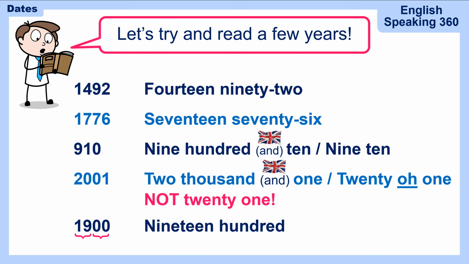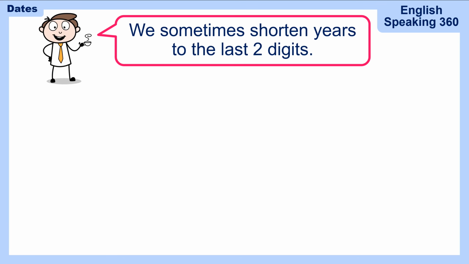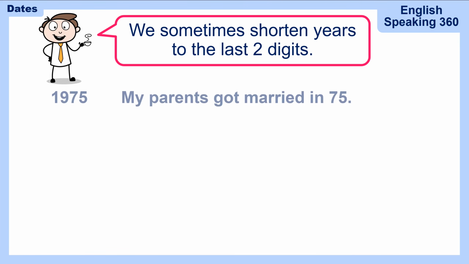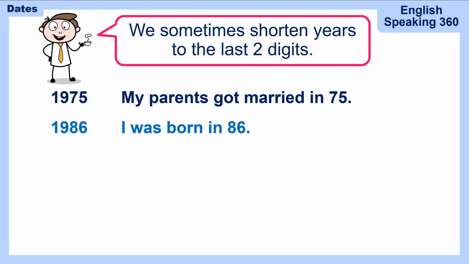So 1900. We sometimes shorten years to the last two digits. So that's a little bit special. So if you want to talk about 1975, you can say, my parents got married in 75. Why do we say only 75? Because people know that my parents didn't get married in 1875. How about this one? 1986? I was born in 86.